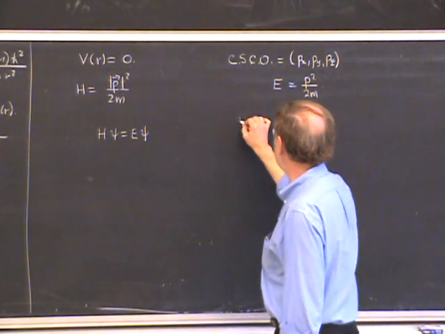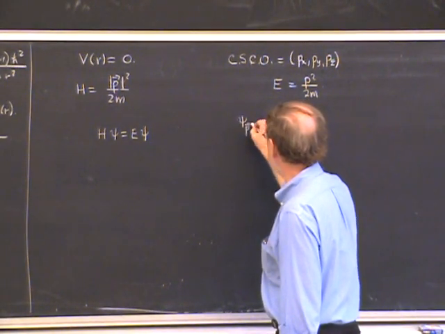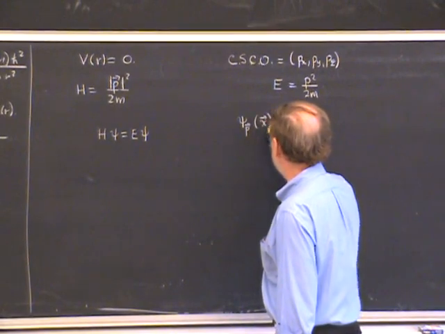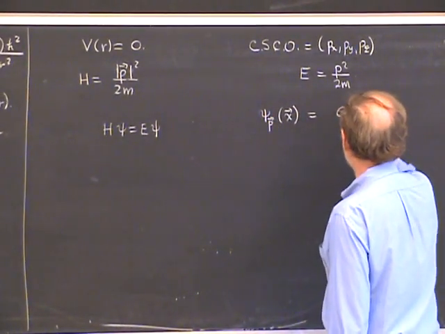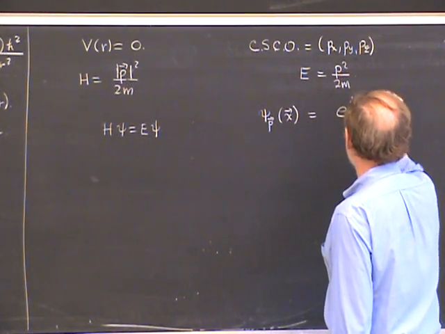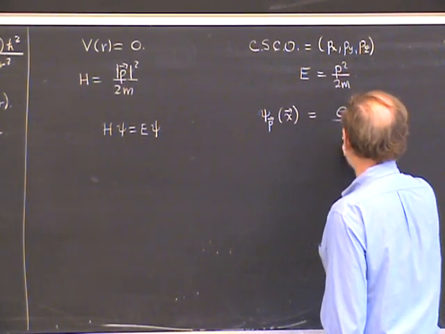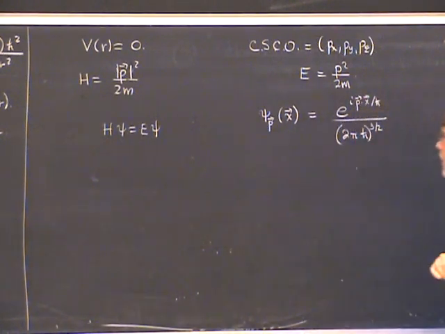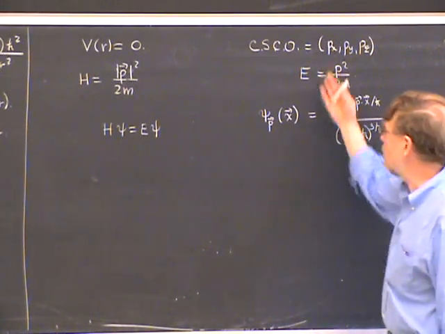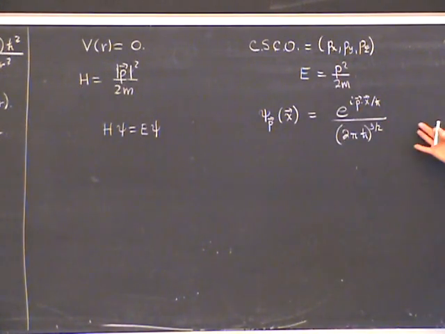In this case, we know what the wave functions are. The eigenfunctions of momentum in the x representation, as a function of x, are just plane waves. They're e to the i p dot x over h bar. And if you want to normalize them with the delta function normalization, you need to divide by 2 pi h bar to the 3 halves. So this is the most obvious solution. This is also the solution you get by separating the wave equation in rectangular coordinates.